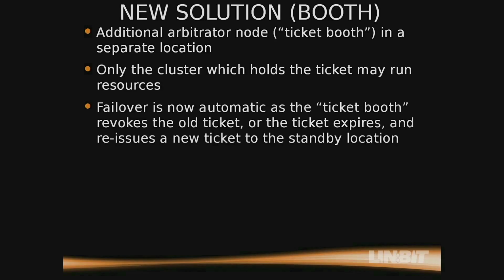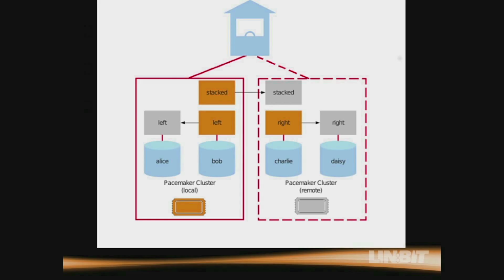And with these two new additional parts, we can now automate failover, as the ticket booth will revoke an old ticket, or the ticket will expire, and will then reissue a new ticket to the standby location. And a graphic which kind of shows that is here. As you can see, it essentially is the same cluster we had once before. We've just simply added a third arbitration node. It doesn't run any services. It just handles the quorum for the tickets.